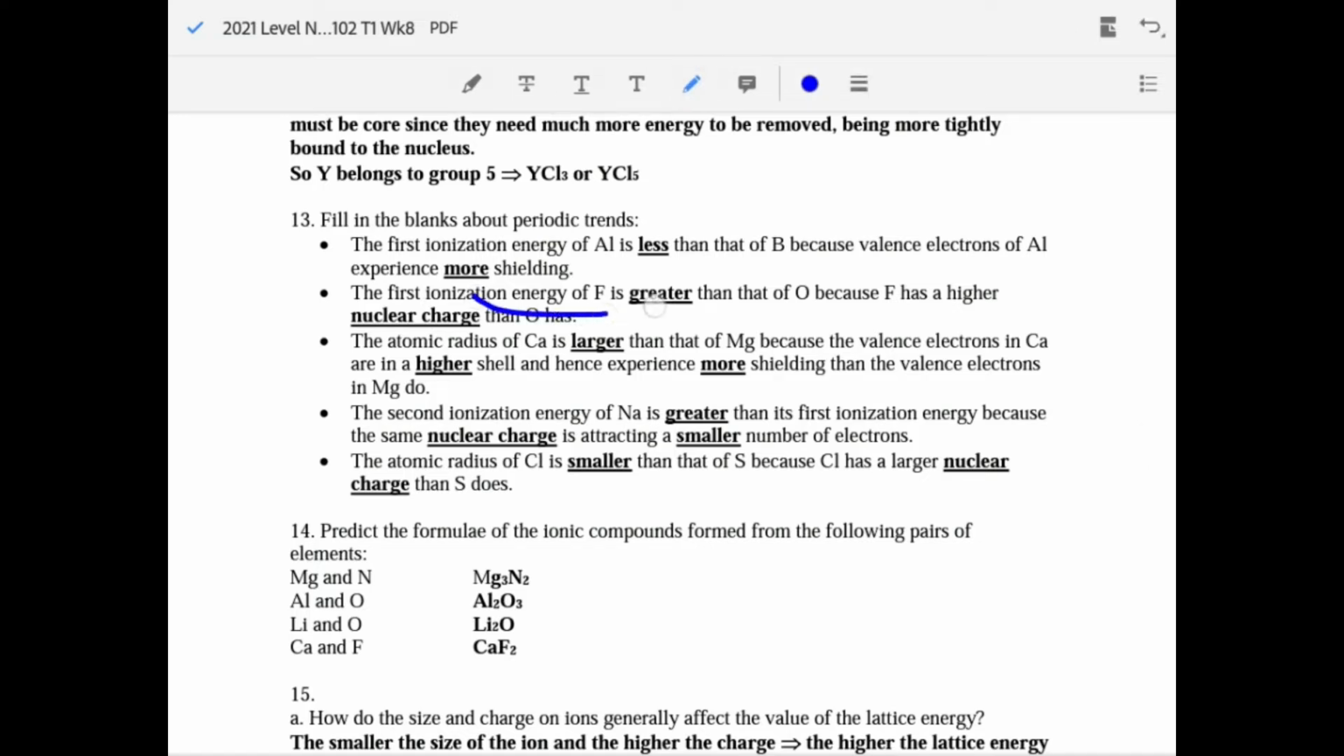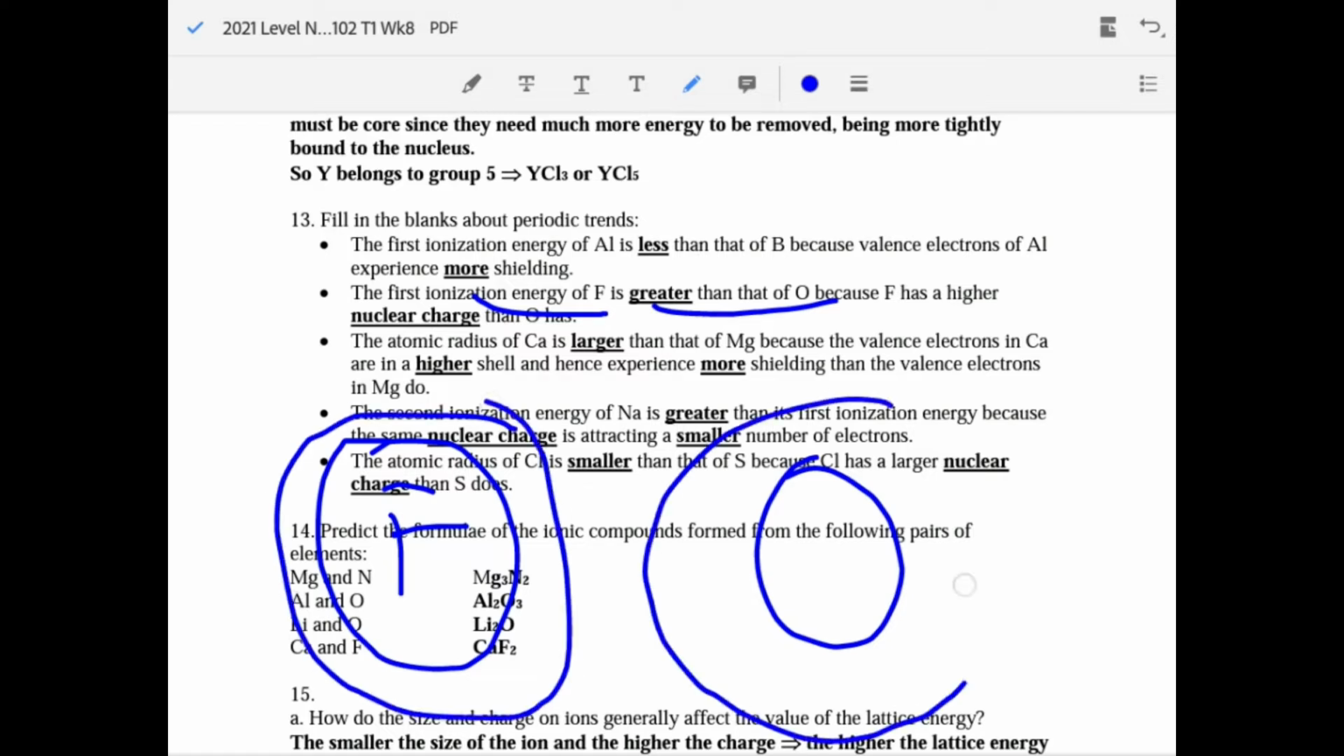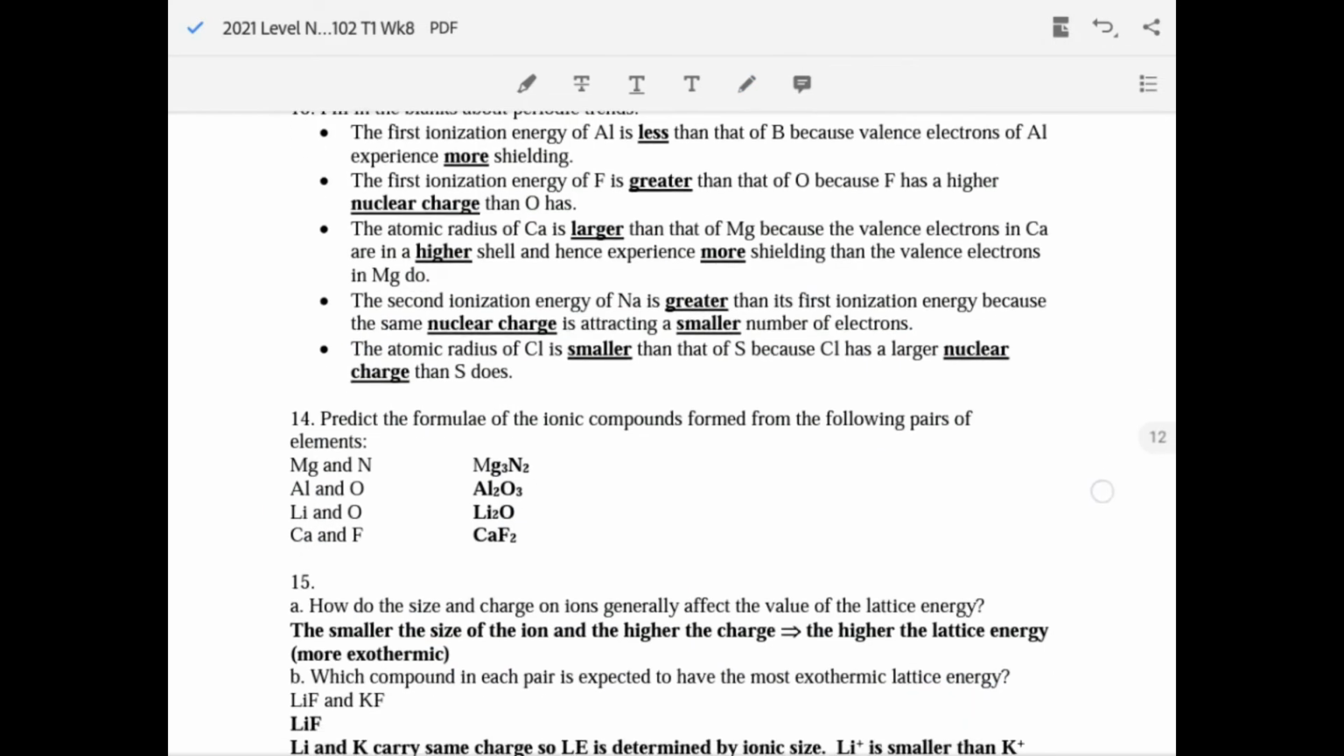The ionization energy of F is greater than that of O, because here you have F, O. F has a greater positive charge, and the same shielding is experienced. So even if this has 7, and this has 6, right? It's the same shielding, so whichever one has the greater positive charge will attract the electrons more. So therefore F has a greater first ionization energy.